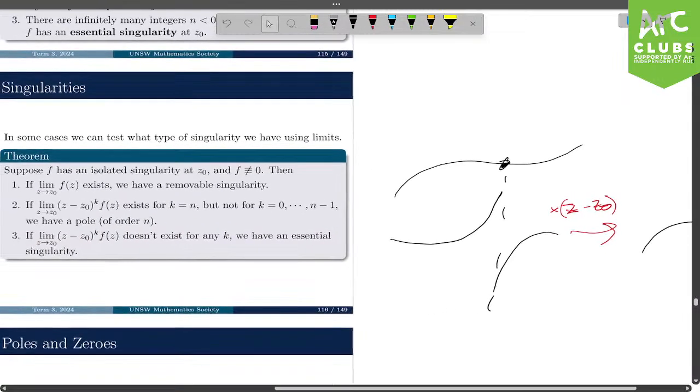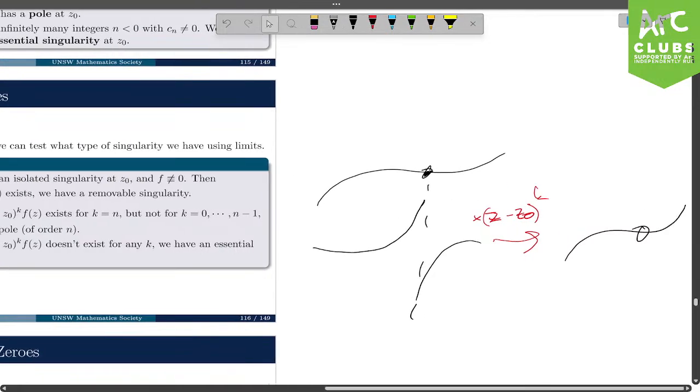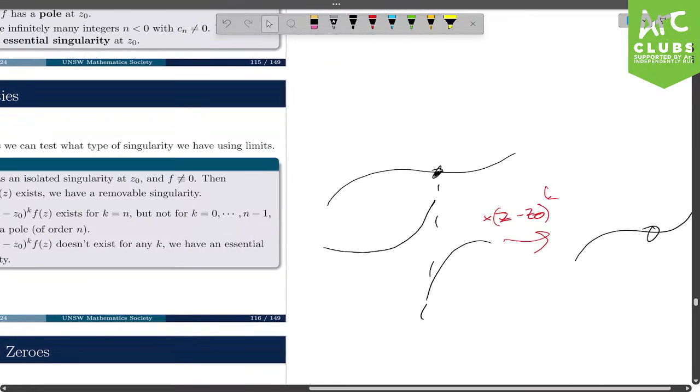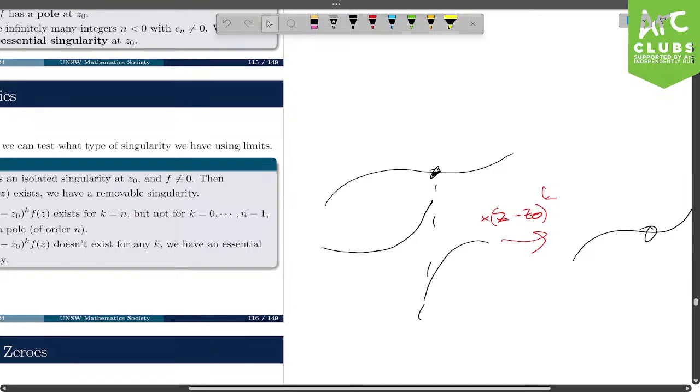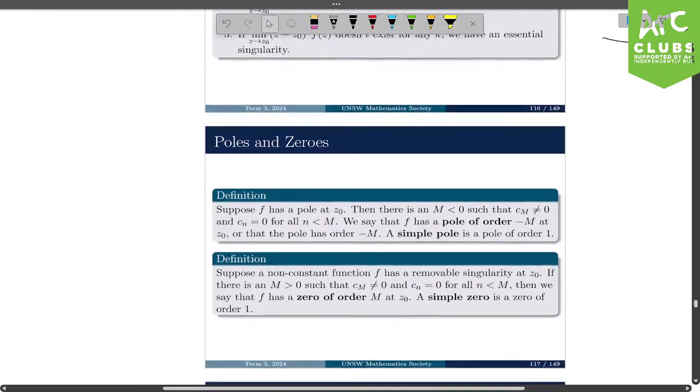Then it is a pole of a certain order, and we'll just add a k for some value. Furthermore, if we have an essential singularity, then there is just no way for us to actually determine a limit. Fantastic. Let's keep on going.